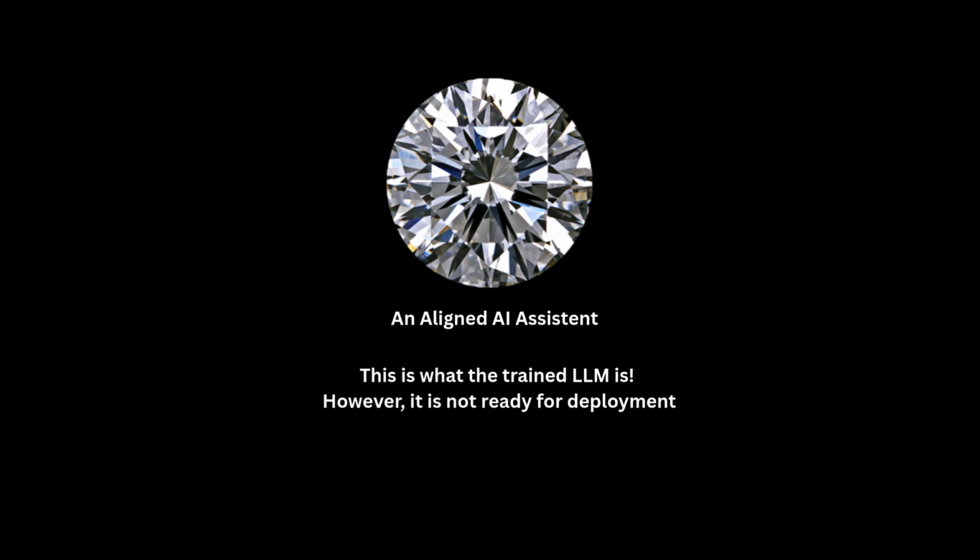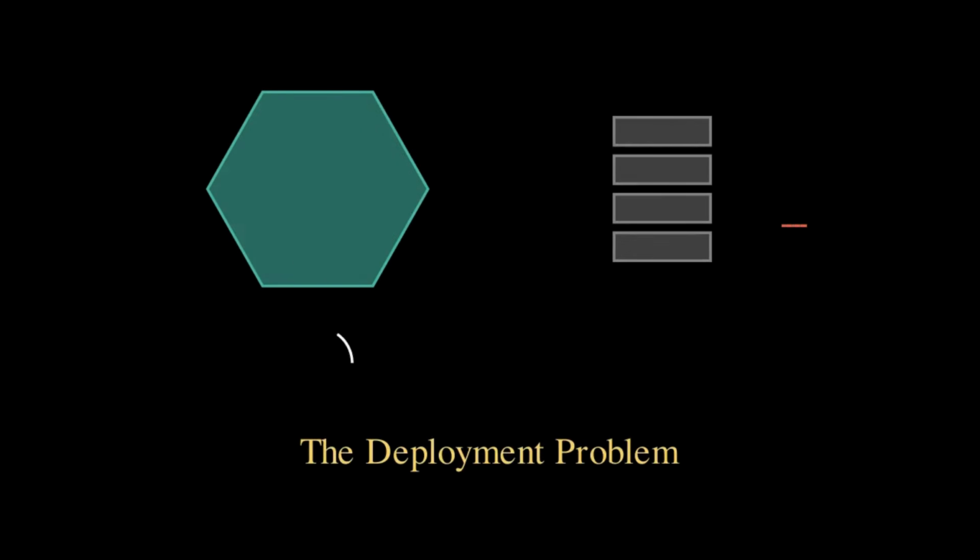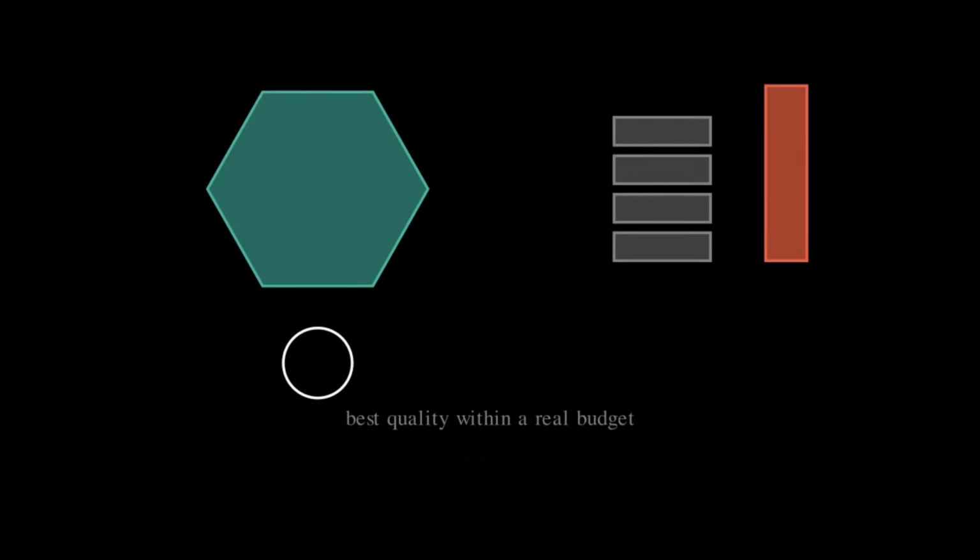Crucially, RLHF didn't teach new facts. It shaped behavior and style toward what people prefer. But this gem is enormous. Tens or hundreds of billions of weights. Running it for millions of users would be slow and staggeringly expensive. So stage 3 is deployment, making it small and fast.